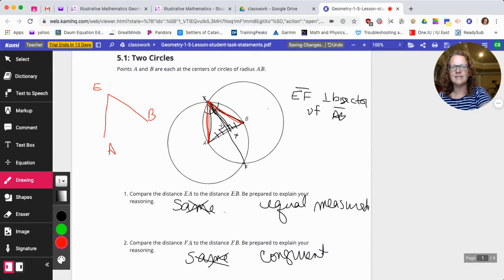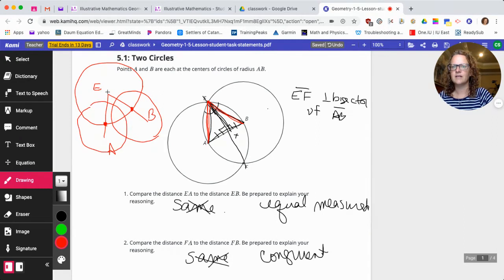How did I get this? I told you this EF is a bisector. How can I bisect that? What I really did was I drew, well, if I draw a circle around E, I know that where these intersect, if I find the middle of those two intersections, I can bisect that angle. So really, if I draw a circle at B in the exact same circle at A, I've got an angle bisector.